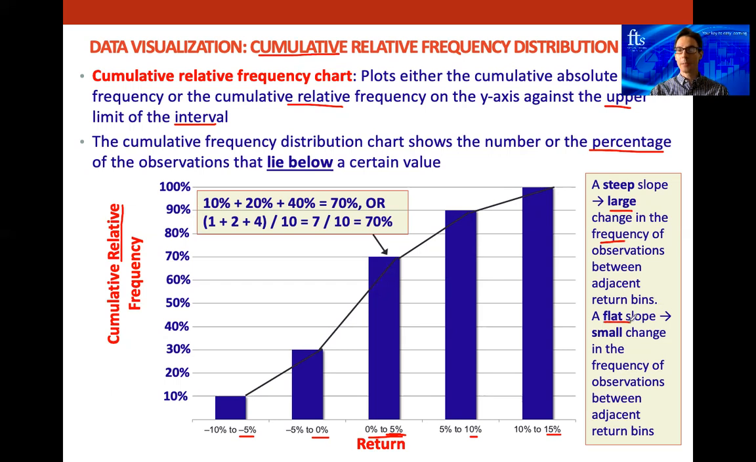But if we've got a flat slope, this means that there's going to be a small change in the frequency of observations between adjacent return bins. For example, from the second last bin to the last bin, I think we went from 2 observations to 1 observation. So there's not a big change. There we've got quite a flat slope because there's a small change in the frequency of observations between the 2 bins. So basically what we can conclude is that the slope of our graph over here actually reflects the change in the number of observations between 2 adjacent return bins. So that is what we can say about that.